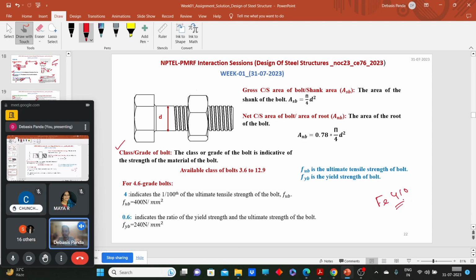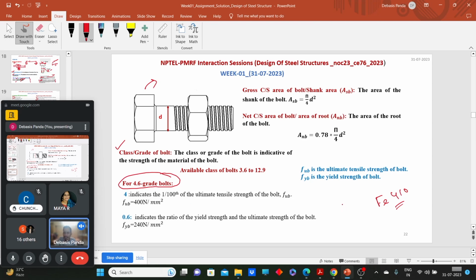What will be the ultimate strength of this? 410 Newton per mm square. Now if I ask, tell me what is the strength of this bolt, how we can understand what will be the strength of this bolt? So from this class or grade of bolts we can understand the strength.